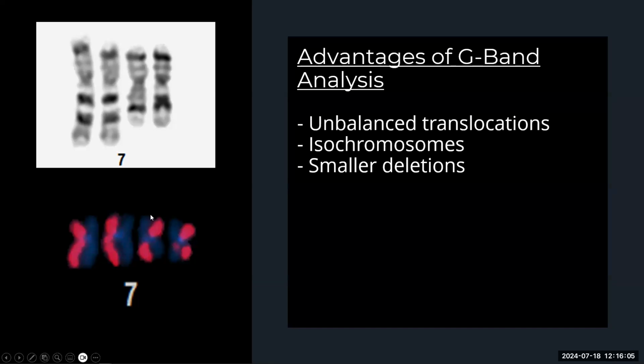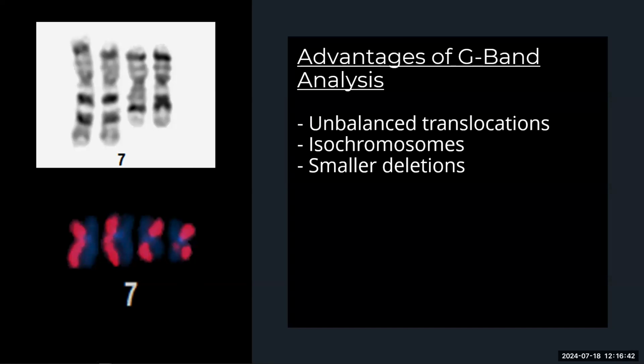But thanks to the distinct banding patterns of G-bands, you're able to detect this, as well as the fourth chromosome being involved in an unbalanced translocation involving 7P and 11Q. Looks very similar in the screen assay to the one on the left. So unbalanced translocations, isochromosomes, smaller deletions, these are all things that G-band analysis is great at detecting and may not be able to see in the screen assay.